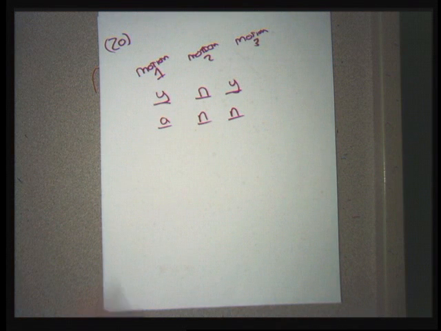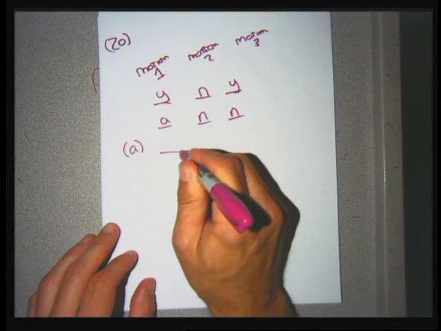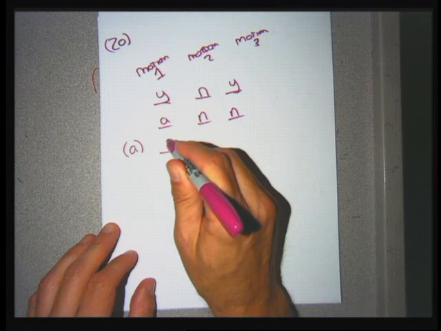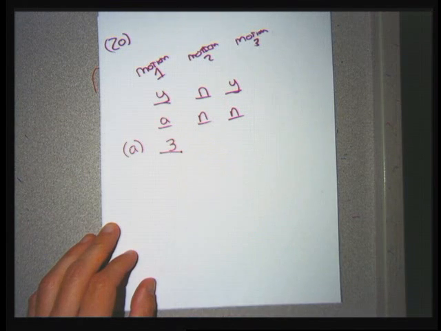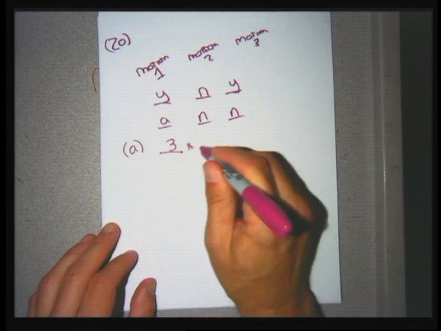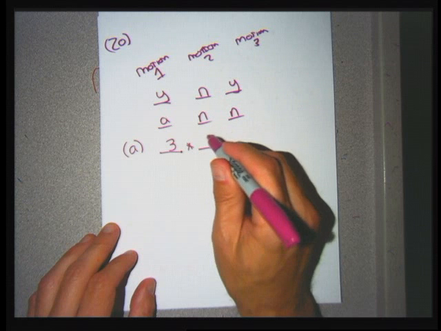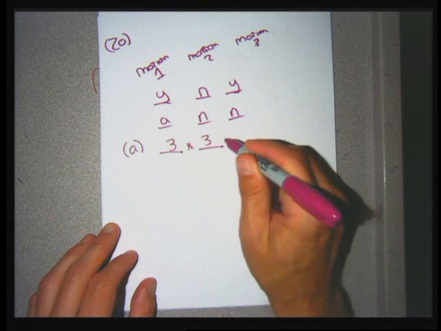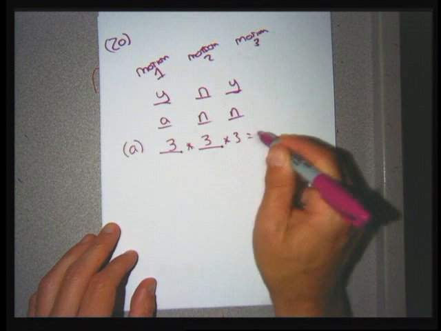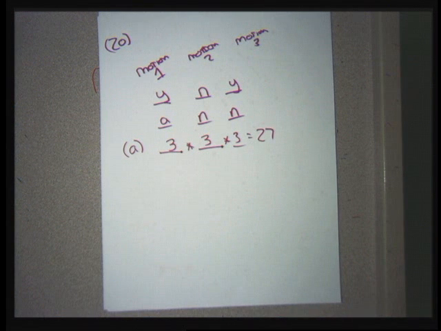If I want to know how many elements are in my sample space, for the first motion, the person could answer yes, no, or abstain. So there's 3 choices. For the second motion, I'm allowed to do the same vote. I could go yes, yes, yes. So there's 3 choices. And for the third motion, there's going to be 3 choices. There's going to be 27 elements in the sample space.